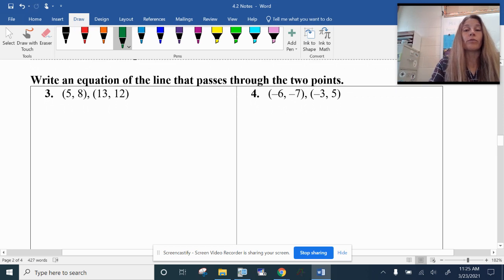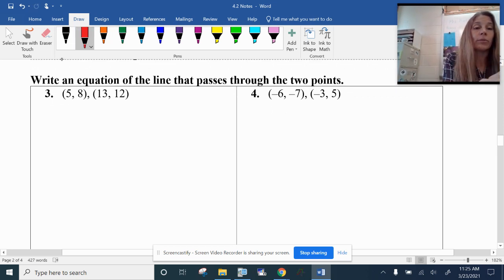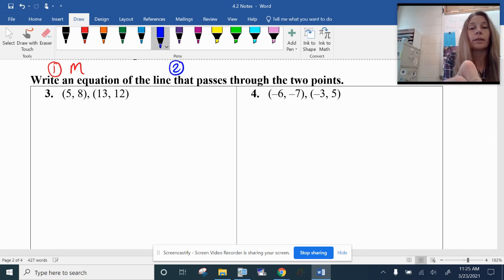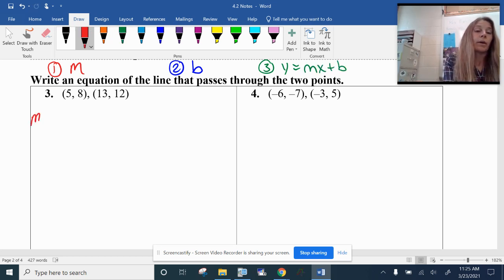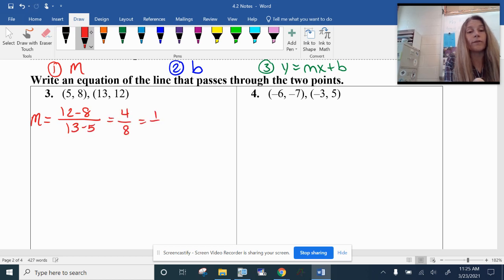Okay, so let's go through the same process with a couple other examples. So remember, the first thing is to find the slope. The second thing is to find the y-intercept, and then the third thing is we're going to write it into that slope-intercept form. So if I'm going to find my slope for this example here, 12 minus 8 over 13 minus 5 gives me 4 over 8, which simplifies to 1/2. So I have my slope of 1/2.